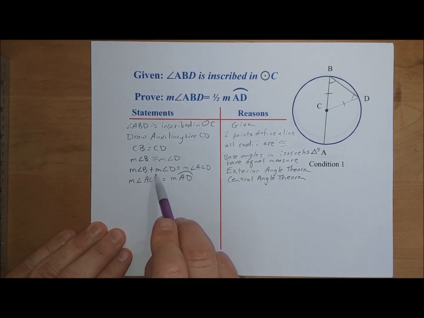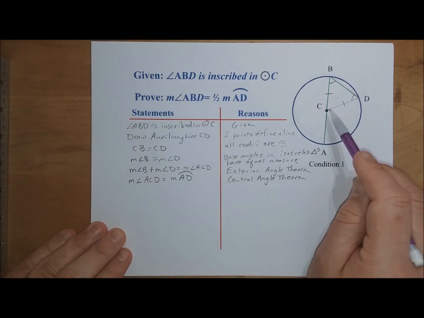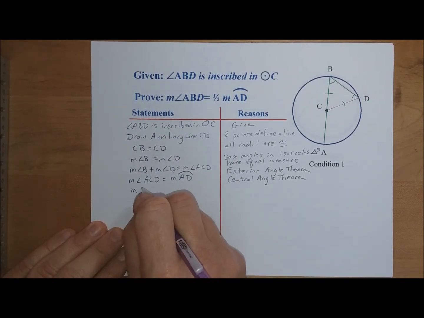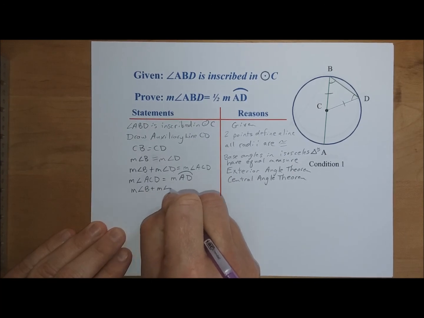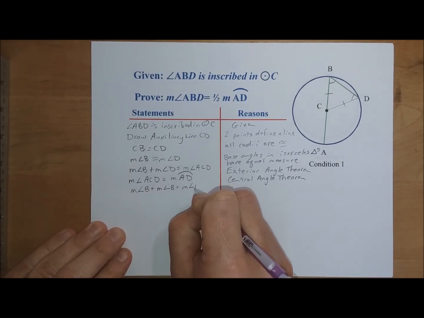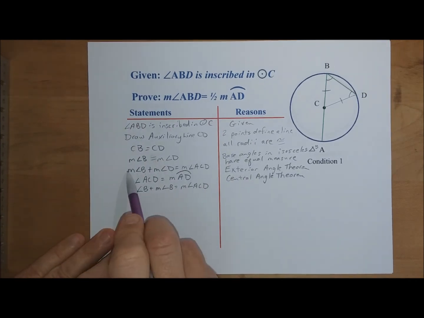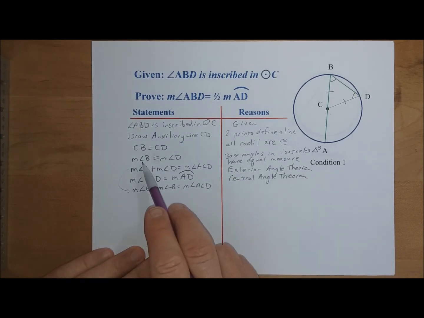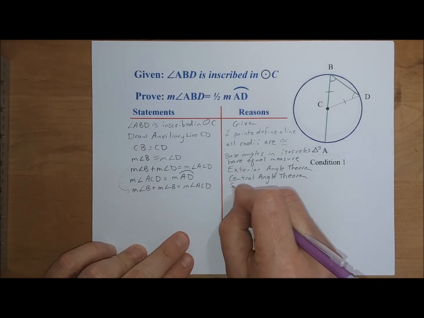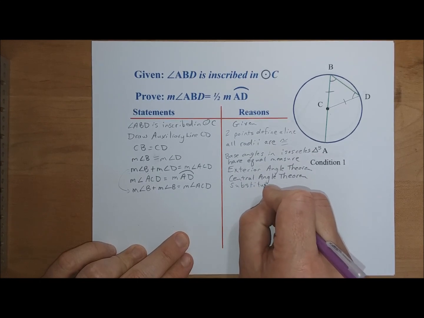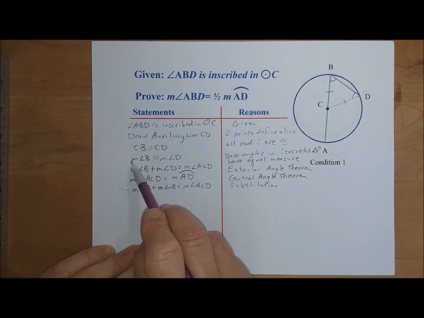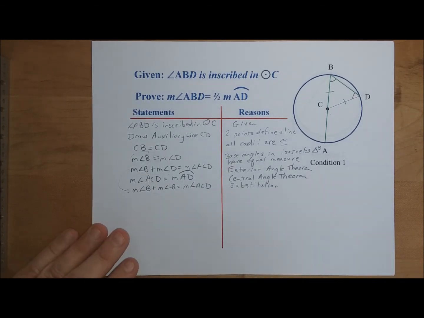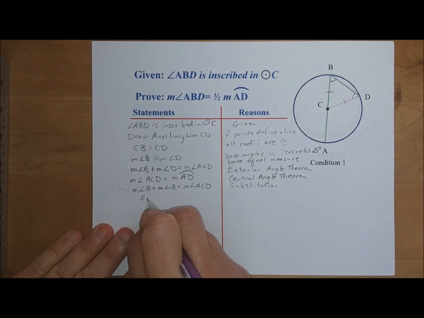Measure of angle B plus the measure of angle D equals the measure of this angle ACD. Why am I doing that? Let's see where that goes. I'm going to rewrite this as the measure of angle B plus the measure of angle B equals the measure of angle ACD. What did I do there to get from this step to this step? Hopefully you notice that since the measure of angle B equals the measure of angle D, what I did there was a substitution. I just substituted in the measure of angle B for the measure of angle D here, so I could rewrite that.